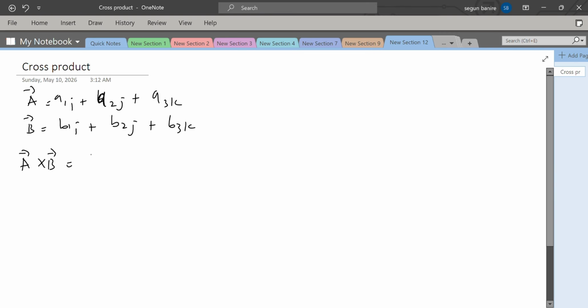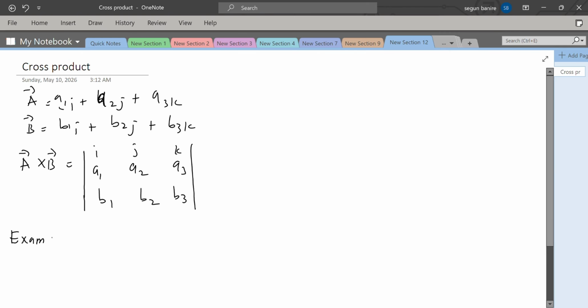The cross product between A and B is given as follows. You write i, j, k at the top, and then under the i, j and k you write A1, A2, A3, and the same thing for B1, B2, B3. You can see that is a straight line, which tells you that you have to find the determinant.